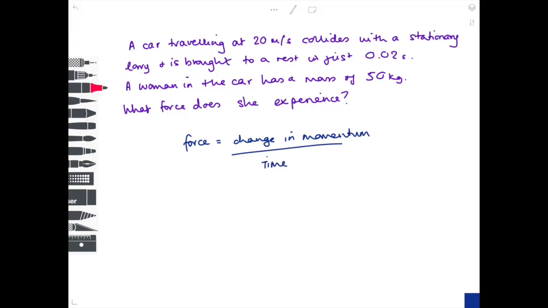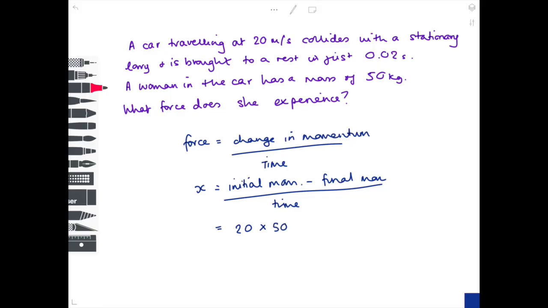So force is what we're after, so that's x. Now the change in momentum is the initial momentum minus the final momentum. Oh, that doesn't look like what I'm trying to write. So the initial momentum of the woman will be the velocity of the car times her mass, and that makes sense because after all she's in the car. And then we take away the final momentum.